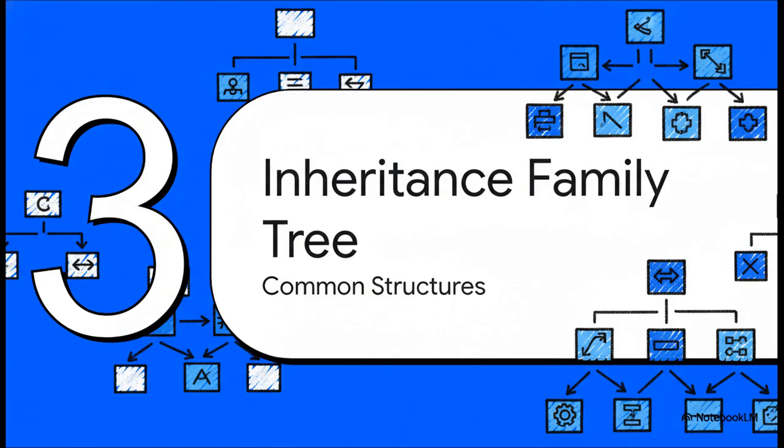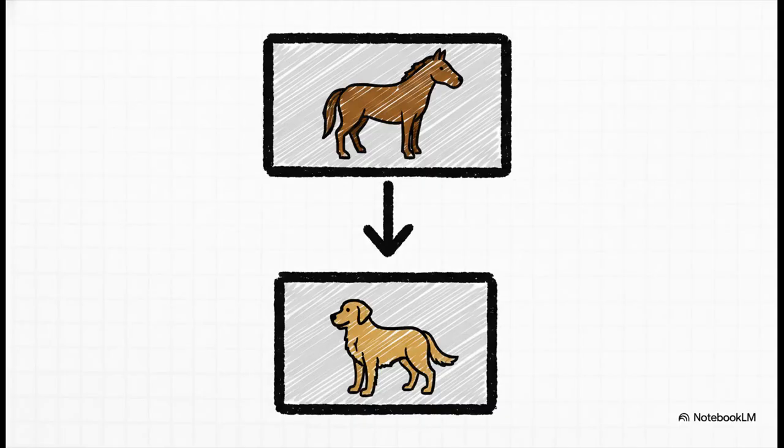Let's take a quick look at the different patterns you're going to see out there in real code. First up, the most common, the one you're going to use 90% of the time, is single inheritance. It's exactly what it sounds like. One parent, one child. Our animal class having a dog child is a perfect example.